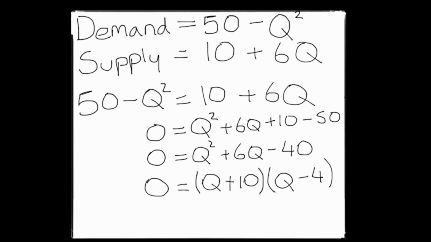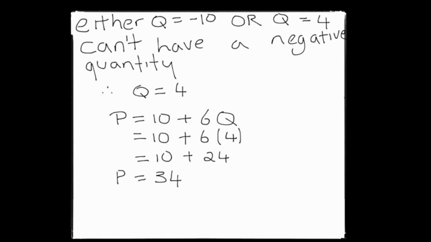As we have gathered from the question, the demand function is equal to 50 minus Q squared and the supply function is equal to 10 plus 6Q. In order to find the equilibrium price and quantity, we can equate the functions simultaneously. This results in a quadratic equation: 0 equaling Q squared plus 6Q minus 40. We can then factorize it to make Q equaling minus 10 and Q equaling 4. But as we can't have a minus quantity, Q must equal 4.